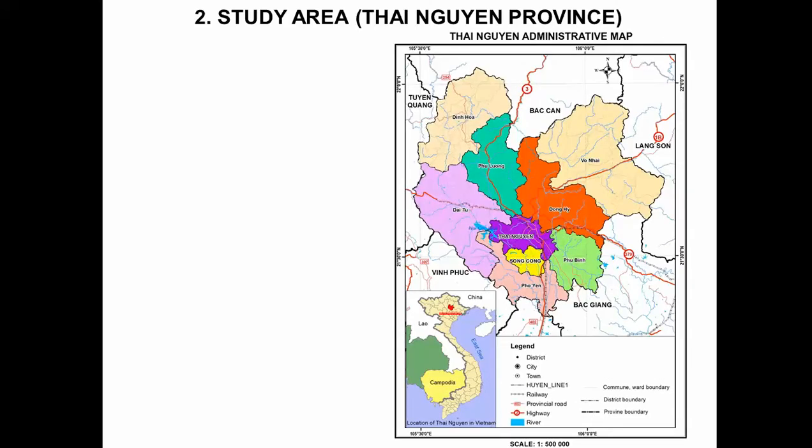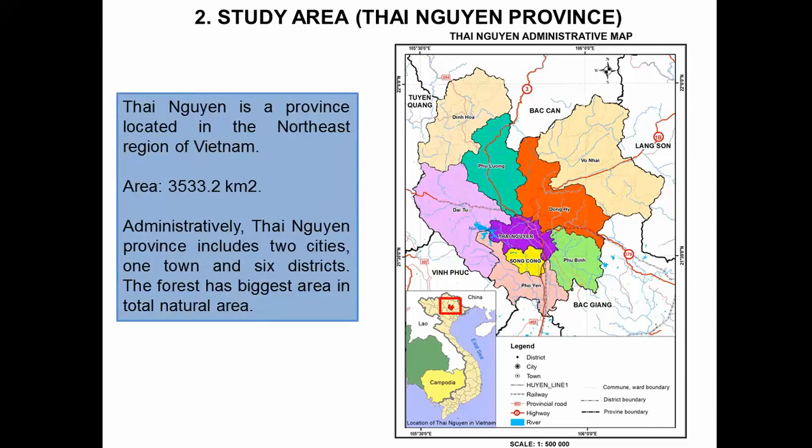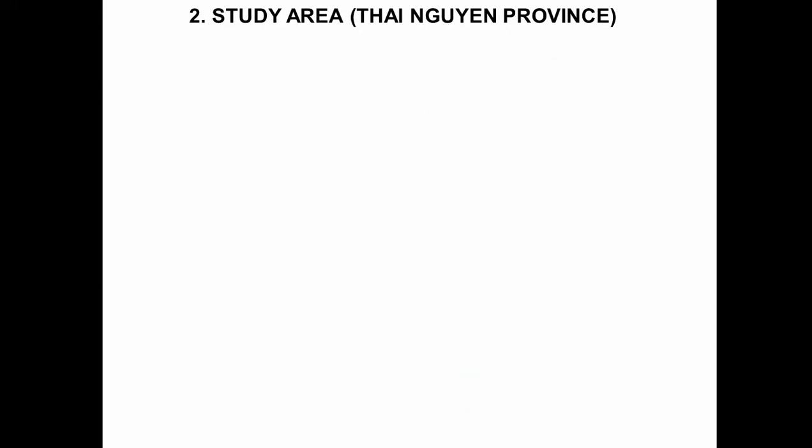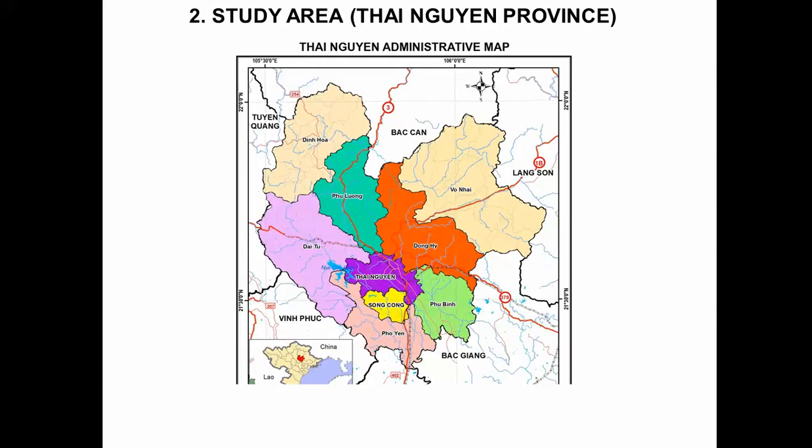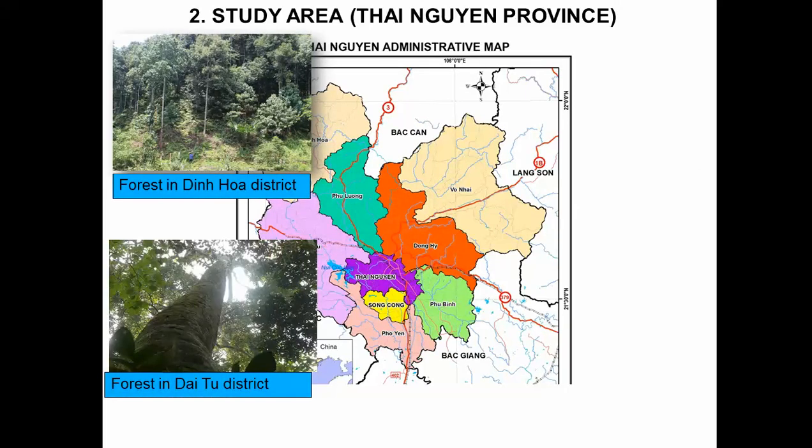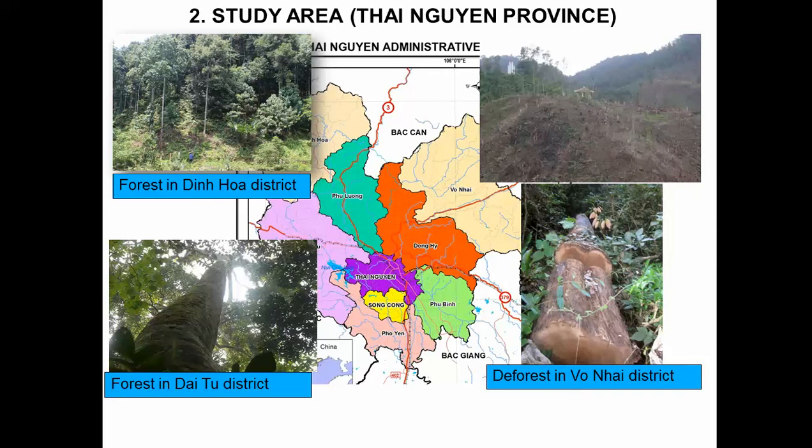The study was conducted in Thái Nguyên province, which is located in the northeast region of Vietnam, with a total area of more than 3,000 square kilometers. It includes two cities, one town, and six districts. And the forest in this province has the biggest area in the total natural area. You can see here some examples of some districts in Thái Nguyên province.